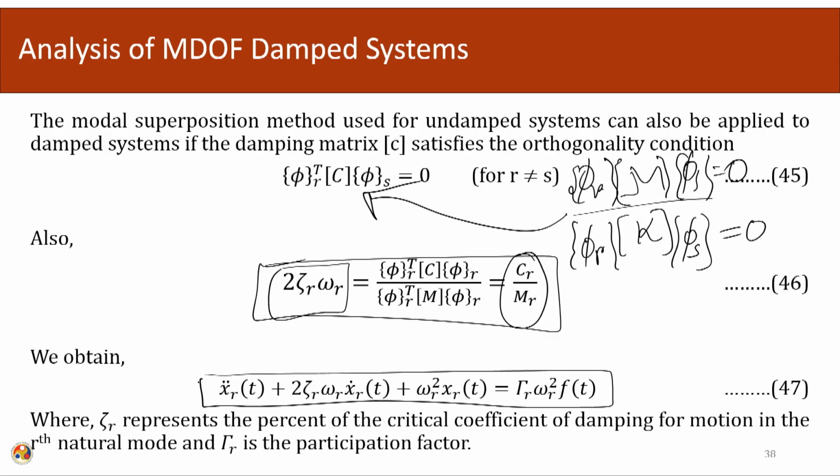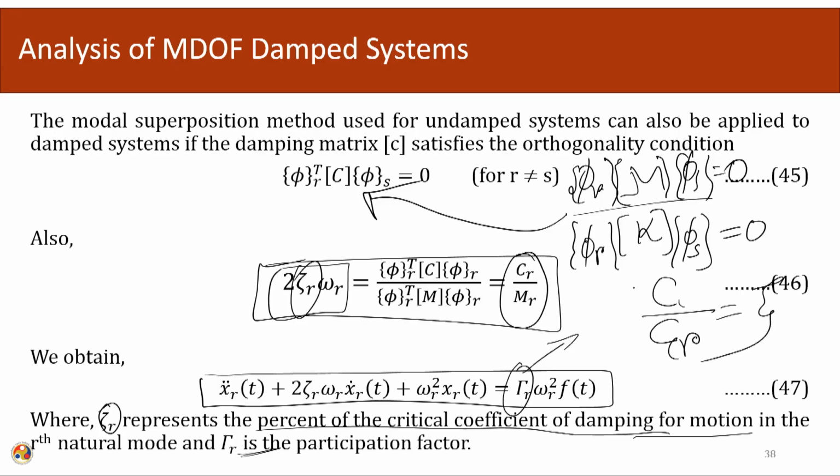We can substitute this back in this particular equation and calculate the equation of motion for the particular mode, where zeta represents the percentage of the critical coefficient of damping for motion in the r-th natural mode, and tau r is the participation factor. The participation factor we already saw, and zeta is nothing but the damping coefficient divided by the critical damping. So, this is the zeta. This we have already seen in the case of the single degree of freedom approximation.